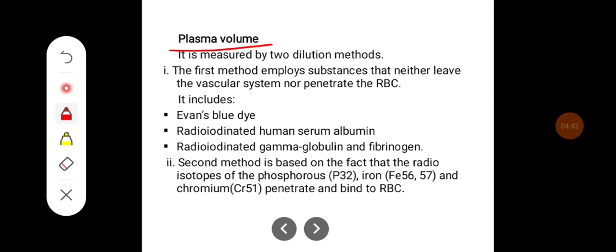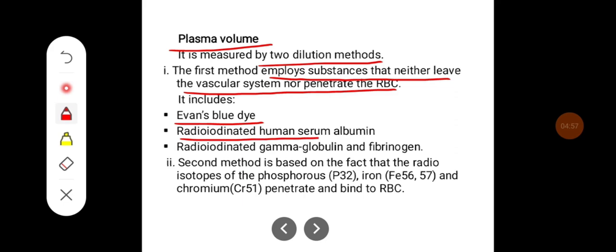Plasma volume. It is measured by two dilution methods. The first method employs a substance that neither leaves the vascular system nor penetrates RBC, which is Evans blue, and radioiodinated human serum albumin, and also radioiodinated gamma globulin and fibrinogen.